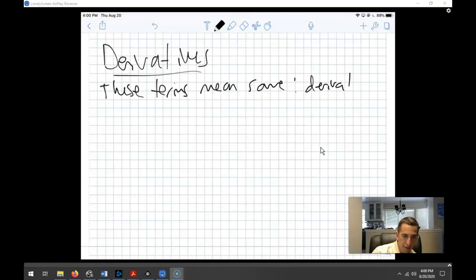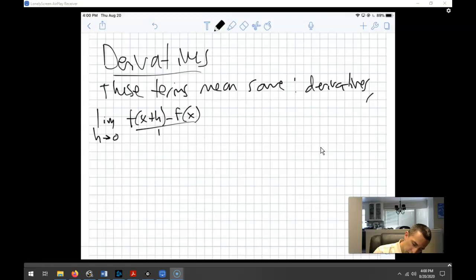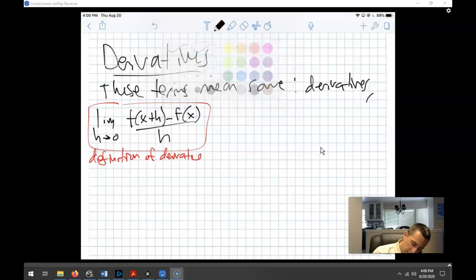So we have derivatives, which we defined by saying it was the limit as h goes to 0 of f of x plus h minus f of x all over h. This equation was our definition of a derivative. This is how we found the slope of the tangent line, by finding the slope between those 2 points and bringing it together. That's the theory. Okay, some other words we can use.